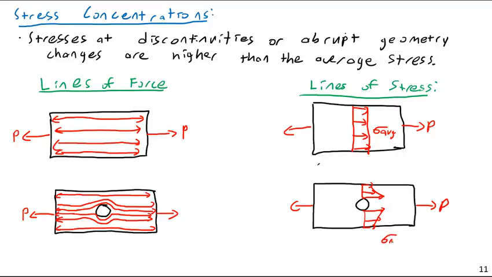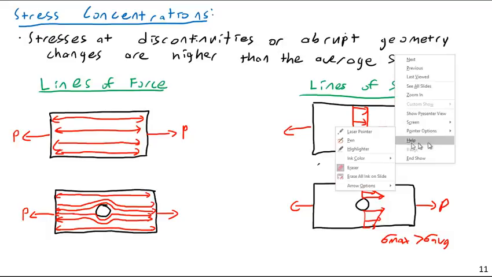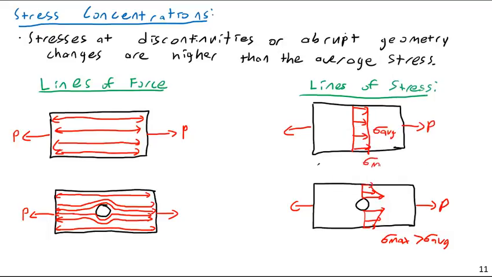So in other words, sigma max is much greater than sigma average, where sigma average equals P over the overall cross-sectional area, A. Here, the maximum stress is much greater than the average stress. All right, so let's look at that now.